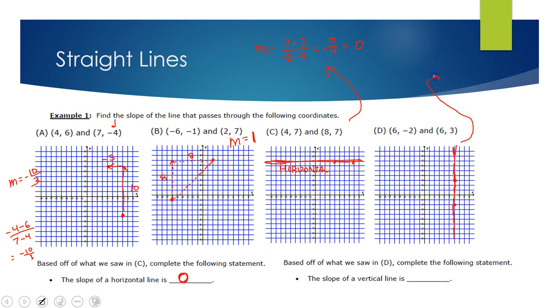If I do its slope, I'm going to have 3 minus negative 2 over 6 minus 6, which is 5 over 0. Now we're not allowed to divide 5 by 0. It's actually an infinitely big number if you try to do that, but it's really not defined because we really don't know what infinity is either. So this is undefined. And you would see that would happen with any vertical line, so the slope of a vertical line is undefined.